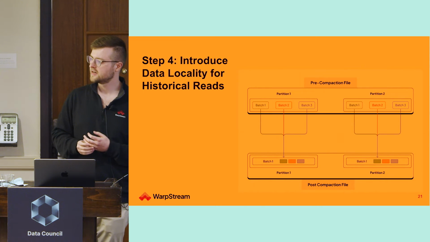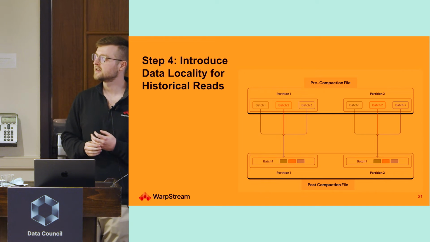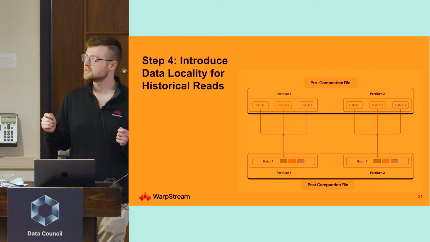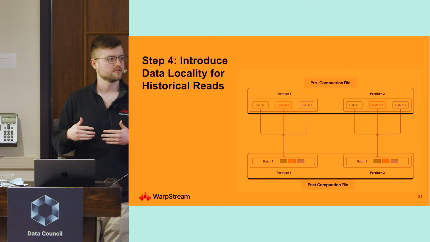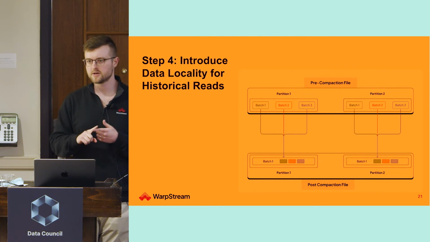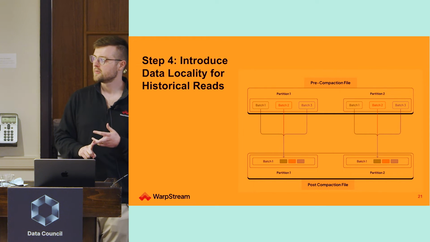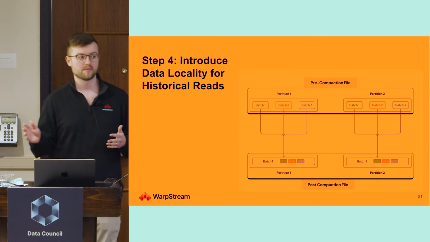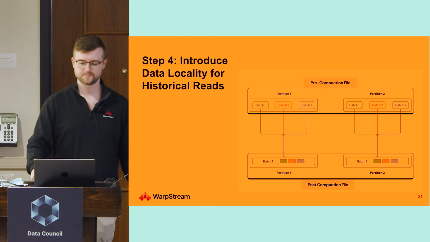So this is an overview of what that compaction process looks like. We're taking distinct batches from each topic partition and merging them together into one big batch so that you can get better compression ratio. And when you're reading from object storage, you're potentially reading a chunk that's a few dozen megabytes from one topic partition instead of a few dozen kilobytes.